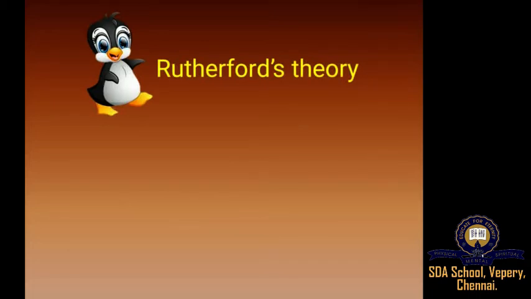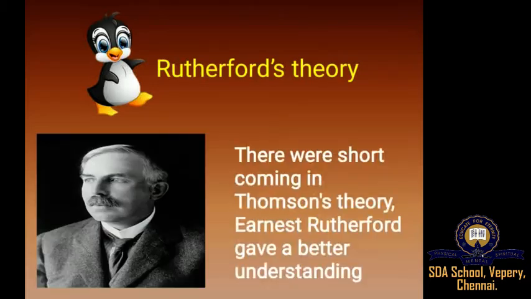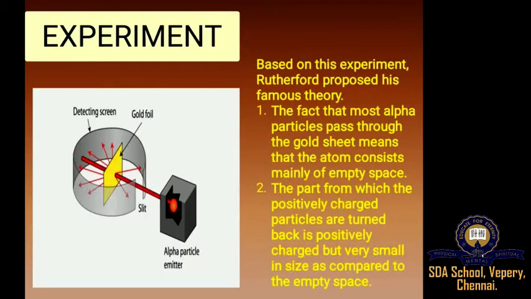The third theory is Rutherford's theory. There were shortcomings in Thomson's theory, so Ernest Rutherford gave a better understanding. What Rutherford did was, he conducted an experiment. Now we will see the experiment. As you can see here, he bombarded a very thin layer of gold with positively charged alpha rays. So this is the alpha ray, and this is a thin layer of gold foil.